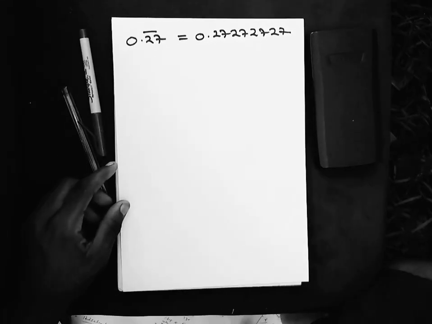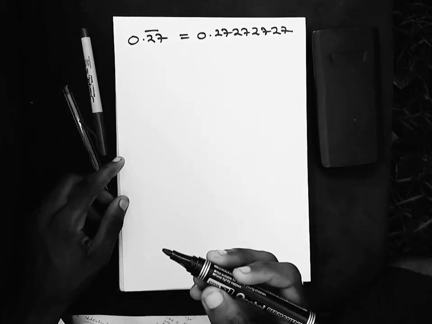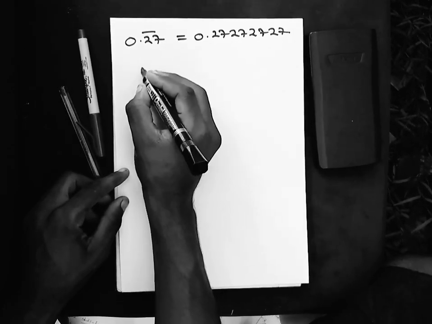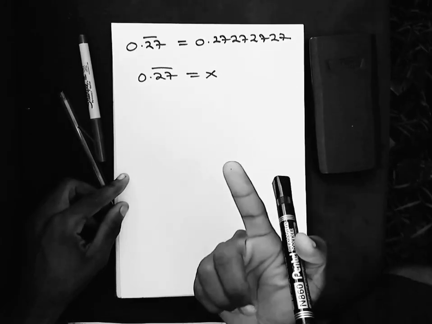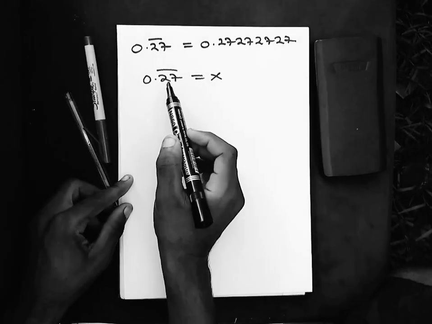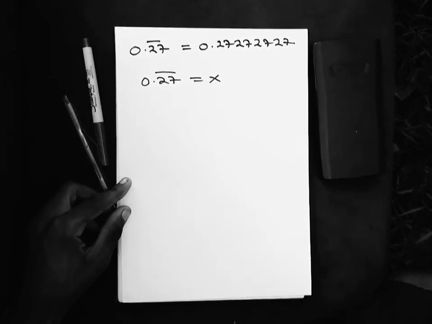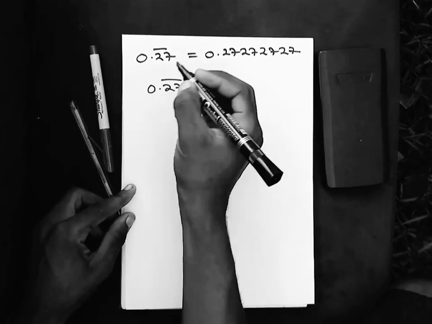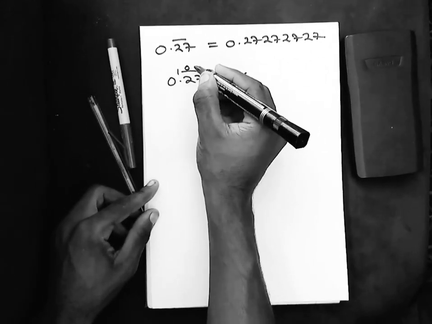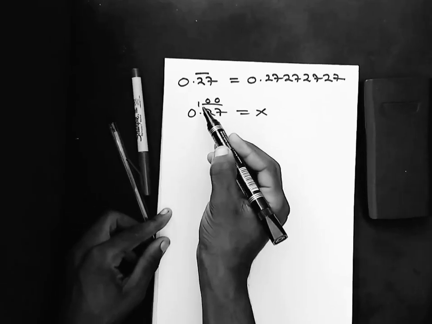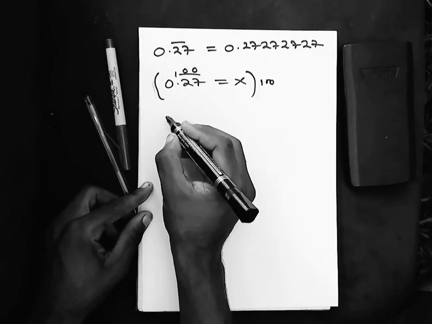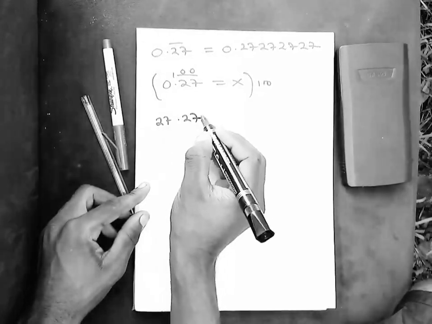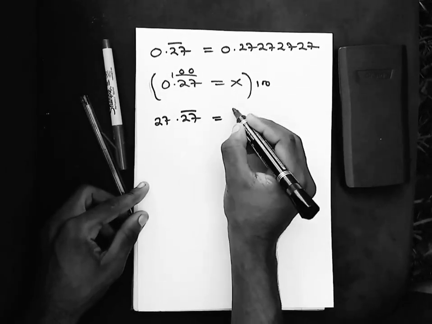So, given this question, let's follow the same steps that we followed. The first step, we said, is equation formation. So you simply equate 0.27 bar to x. Then the second step is identification and multiplication. You identify how many digits you have after the decimal point. You've got 2 digits. So you multiply, in other words, you put a 1 here and you put a 0 for every digit after the decimal point. And what do you have? You've got 100. So you multiply this entire equation by 100. And what do you obtain? You obtain 27.27 bar. Remember, whatever is recurring is going to come back this side. And this is equal to 100x.